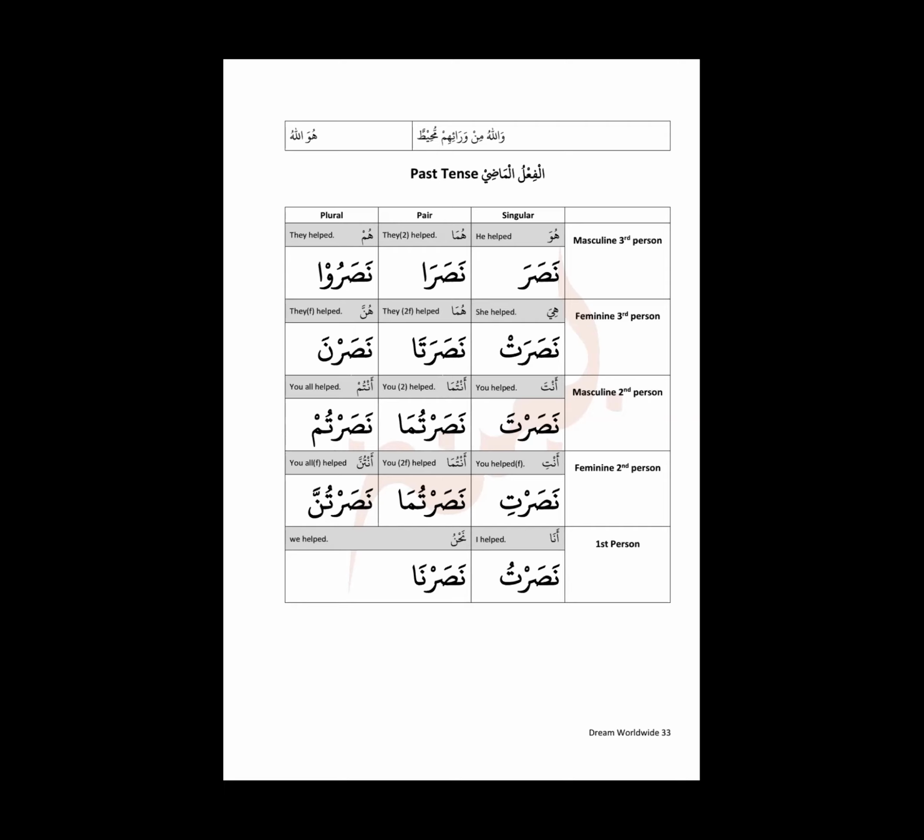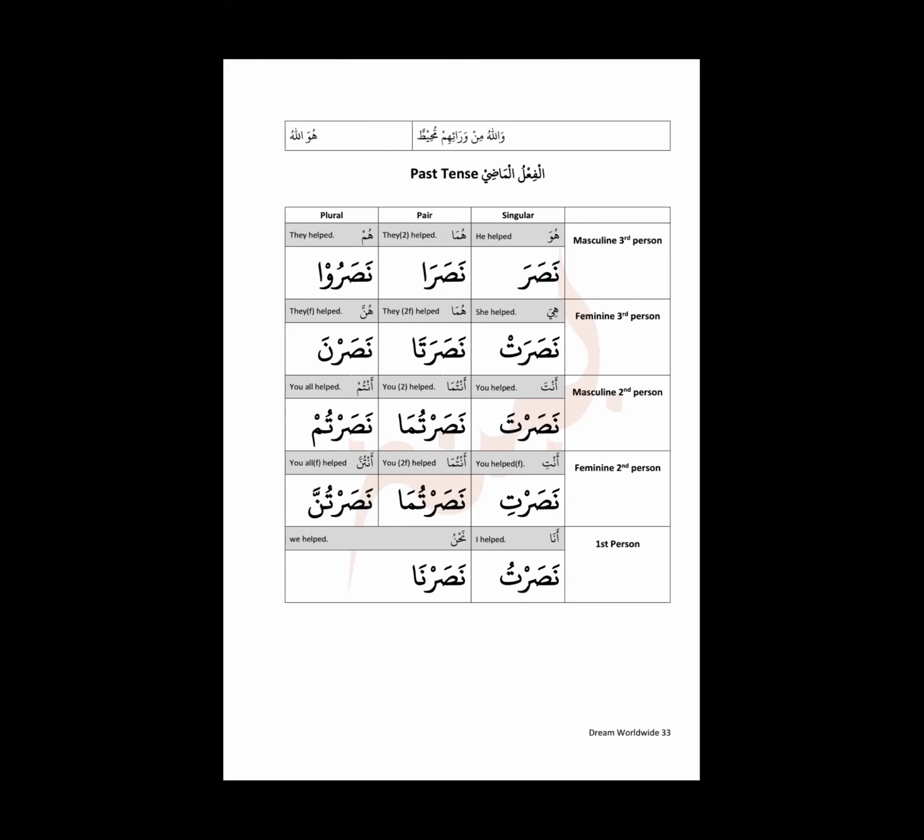Then we come to the second person, the "you" words, and they start with nasaruta. This is relatively easy because ta represents anta. Then nasartum represents antum. Nasaruti represents anti, nasarutuma represents antuma, and nasarutunna represents antunna.